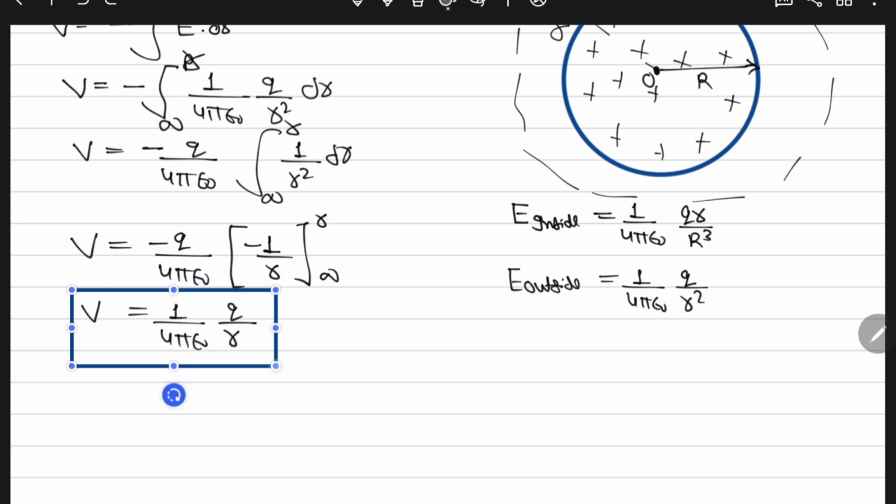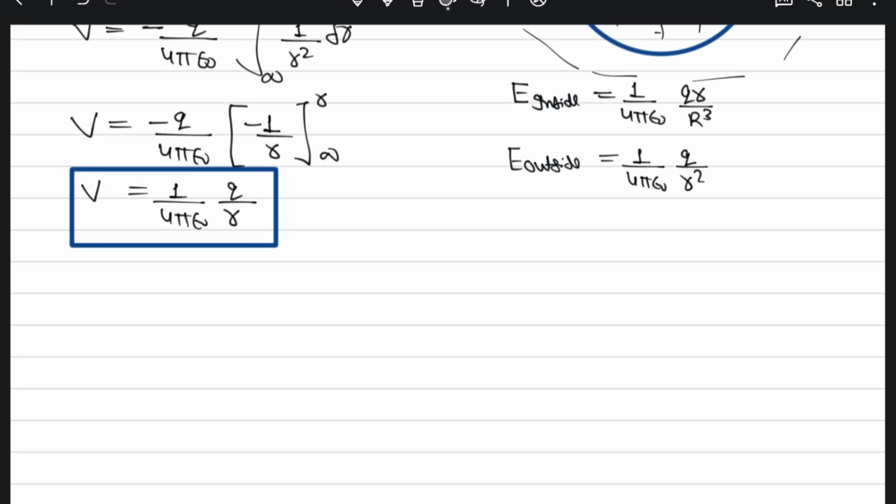So what does this result conclude? If you have a uniformly charged spherical shell and you have to find the electric potential outside, you assume the whole charge is held at the center and write the potential outside as due to a point charge.